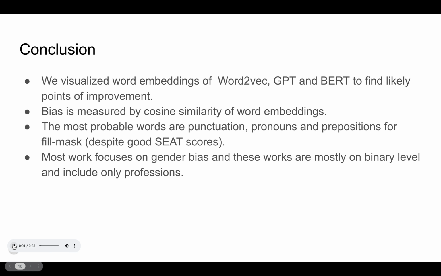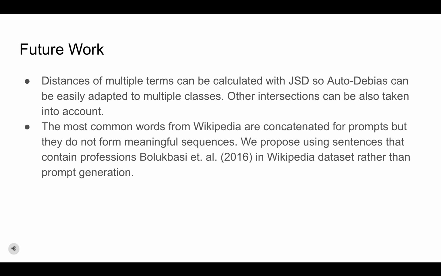In conclusion, we visualized word embeddings of word2vec, GPT, and BERT to find likely points of improvement. Bias is measured by cosine similarity of word embeddings. The most probable words are punctuation, pronouns, and prepositions for filled masks, despite good scores. Most work focuses on gender bias, and these words are mostly on a binary level and include only professions.